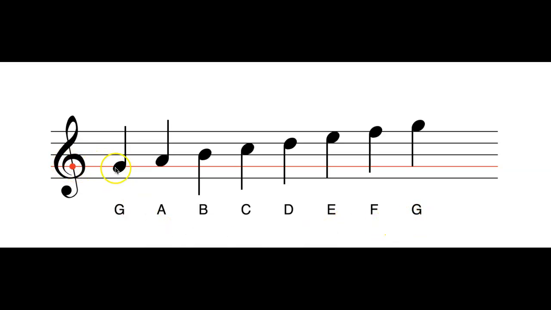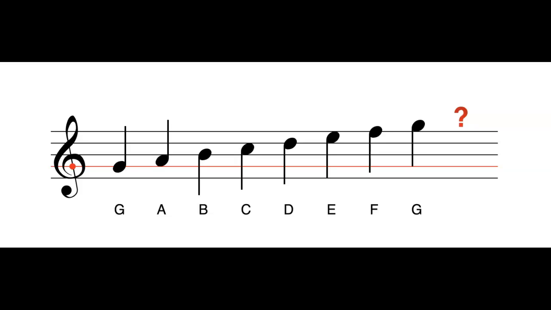So there's your G. Then we go up to the space. After the space, there's a line. And then from the line, there's a space. From the space, there's a line. So you have line, space, line, space, line, space. All right. So the spaces, they all count.